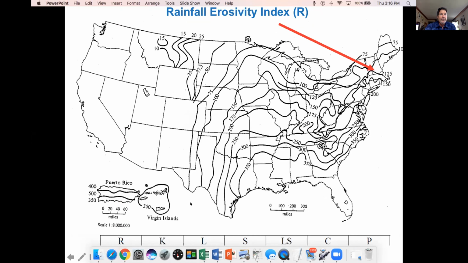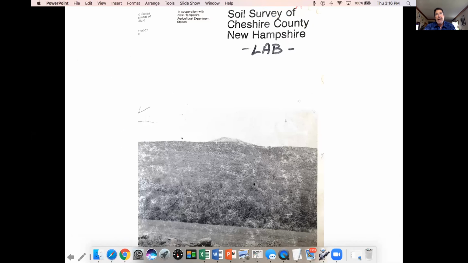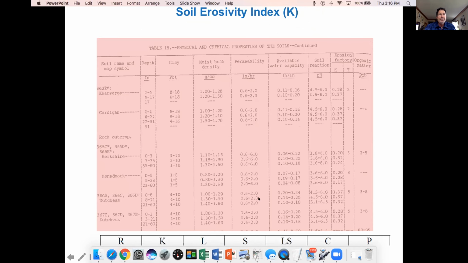So 120. Now the K, you can get the K from your county soil survey. There's a table in the back. Basically, the Monadnock soils are right there. So the K factor is in this column right here in the county soil survey. But because you can get the K factor in a soil survey, it's also on the Web Soil Survey, and it's under water management. That's where you're going to find K for your soil type.